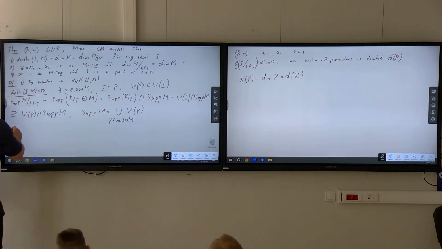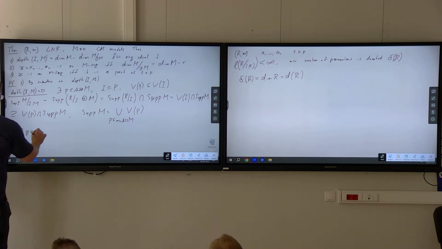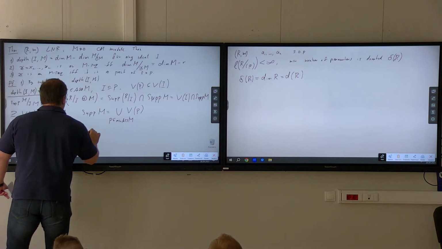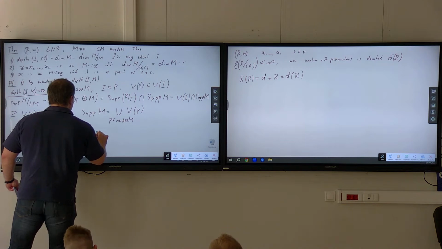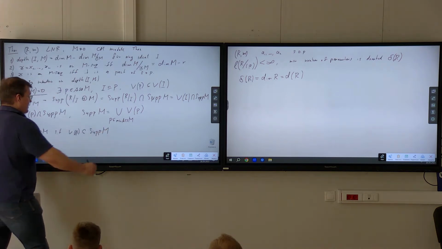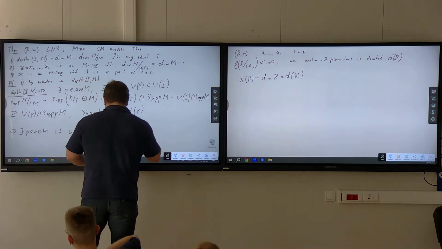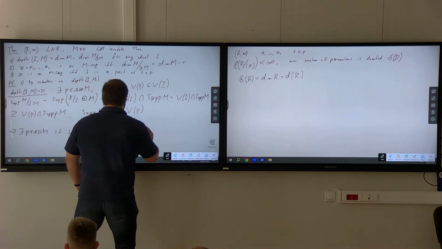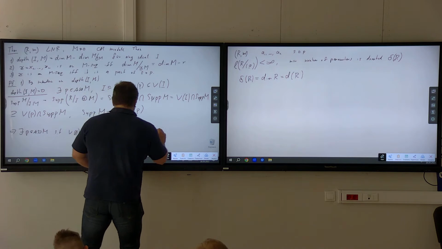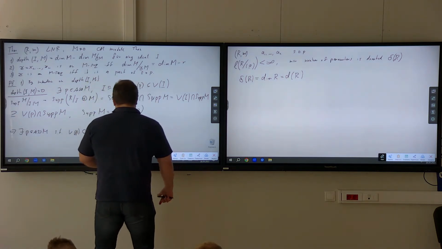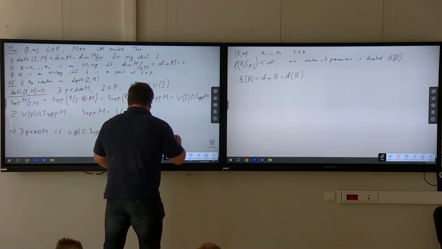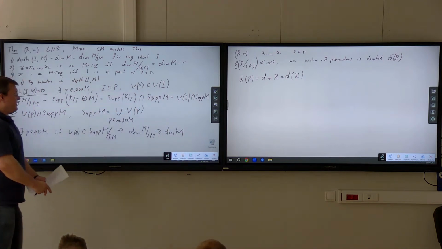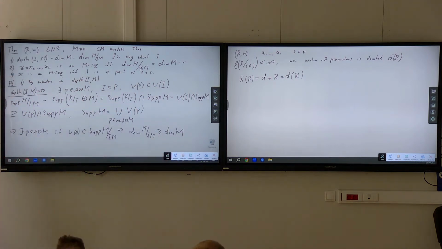So the conclusion is that there is a P associated to M such that V of P is contained in the support of M. Hence, the dimension of the support of M modulo IM, hence the dimension of M modulo IM, is at least the dimension of V of P, which is the dimension of the module. Right. This is what I was trying to say in terms of words.